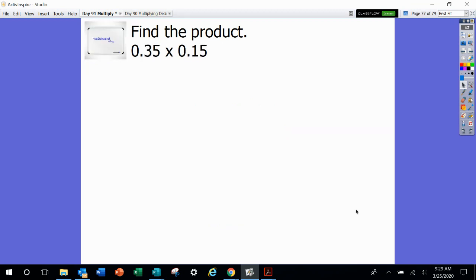Here's a problem I would like for you to try on your whiteboard or on a piece of paper. Find the product. Find the answer to this multiplication problem. 35 hundredths times 15 hundredths. Go ahead and pause the video so that you have time to work this out.